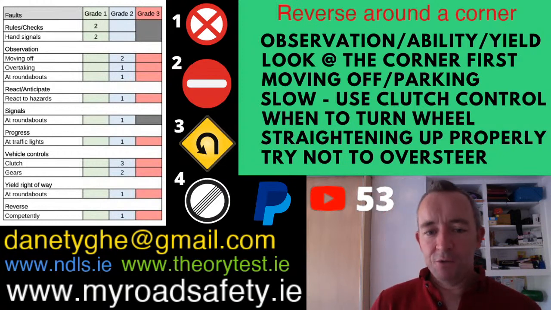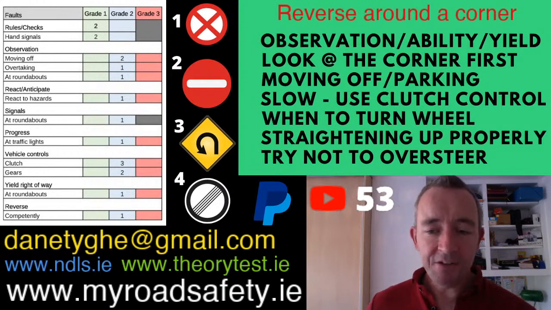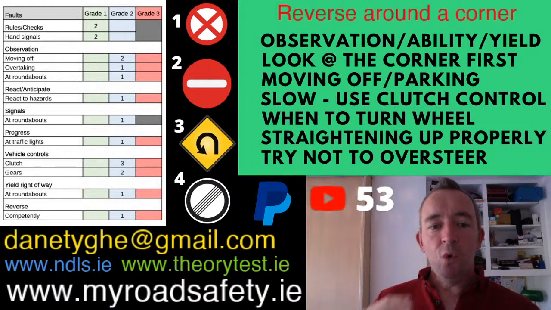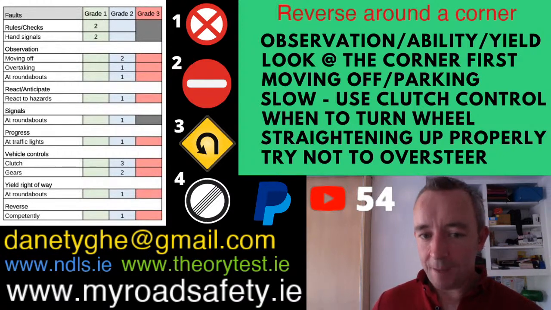But if the car was much closer, I'm sure he probably would have given her a grade three instead of a grade two there. So anything to do with yield right of way is basically the tester saying to you, you went there when you shouldn't have gone. You should have waited for a more appropriate gap to go.